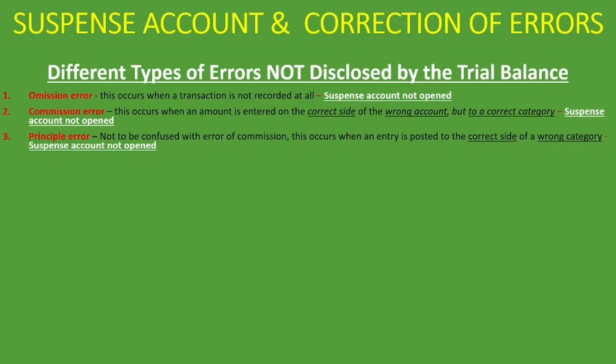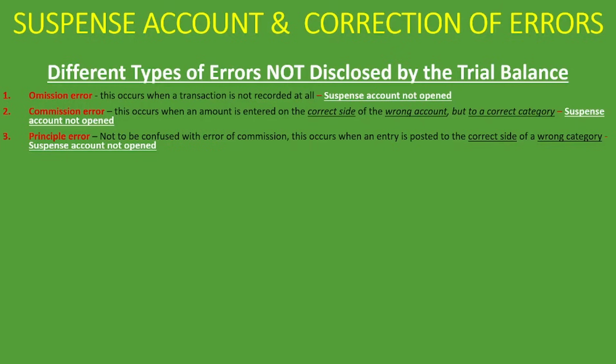Not to be confused with the error of commission, as it commonly is. The error of commission and the error of principle are usually confused. So you have to pay careful attention to the description of the two types of errors here. The error of principle occurs when an entry is posted to the correct side of a wrong category. And in this case, the suspense account is also not opened. So what's the difference between the error of commission and the error of principle?